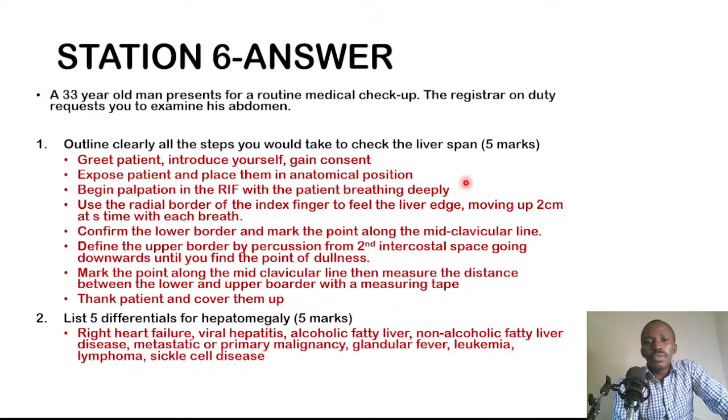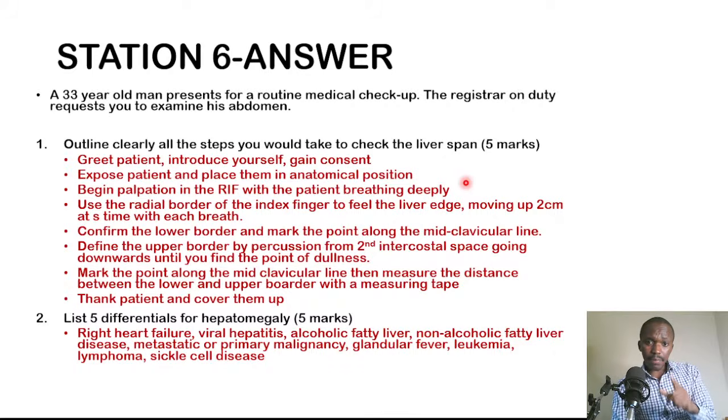So now coming back to this, we use the radial surface of the palm, and you're going to be moving 2 centimeters every time the person takes a breath. With each breath, you move 2 centimeters upwards towards the right upper quadrant. Once you feel the edge with the radial surface of your hand, then you're going to be marking that. You have your mid-clavicular line. So you have the clavicle here, and your mid-clavicular line will be halfway like that. And you mark that position.